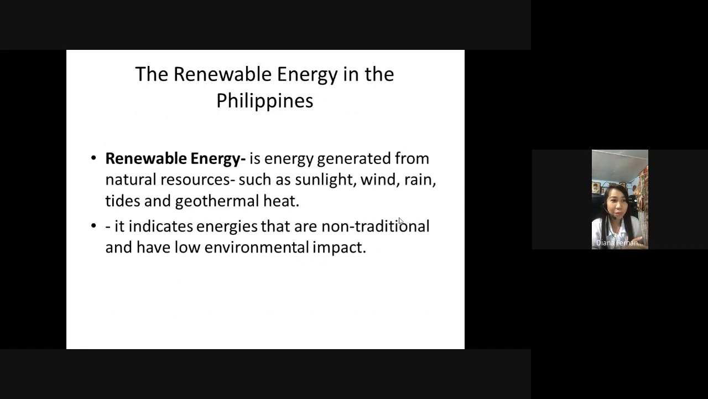Okay? Without the large impact of natural resources, pagkaubos ng ating natural resources. So, yun. It indicates energy that are non-traditional and have low environmental impact. So, yun. Yung mga renewable energy.